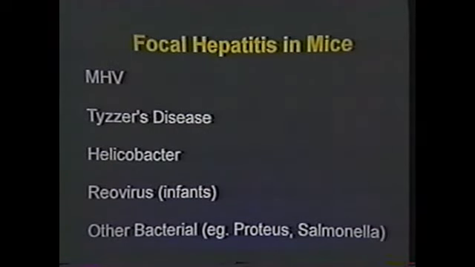So just to reiterate, with focal hepatitis in mice, certainly MHV, mouse hepatitis virus, Tyzzer's disease, and in immunocompromised strains, certainly Helicobacter is another possible candidate. Reovirus infection, reovirus 3, especially in infant mice, and other bacterial infections such as Proteus and Salmonella would also be candidates under certain circumstances.